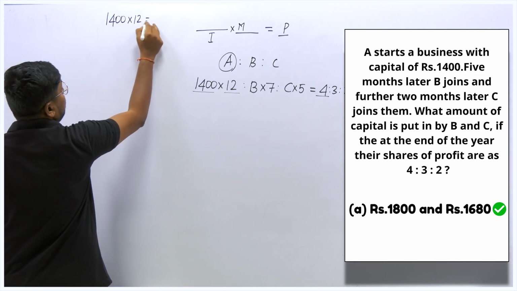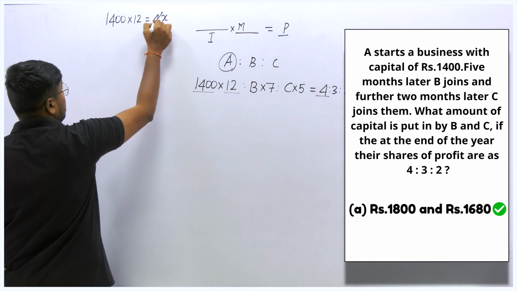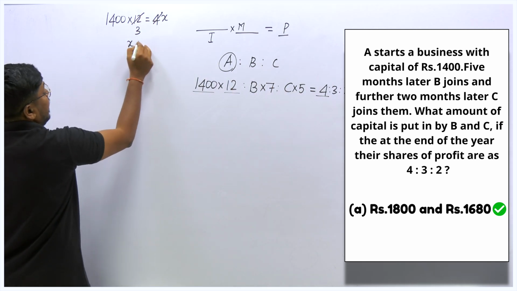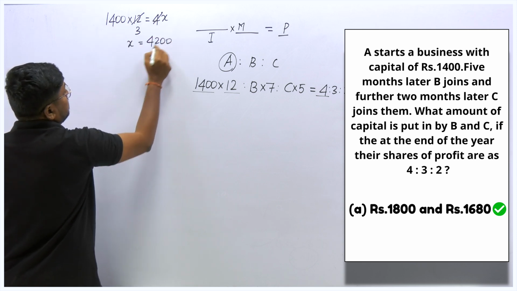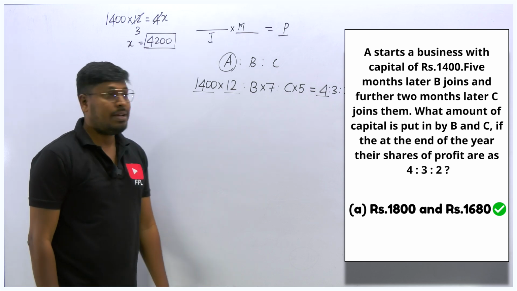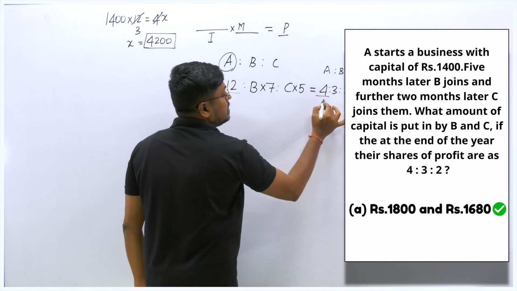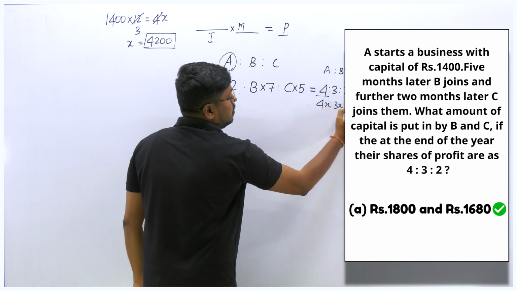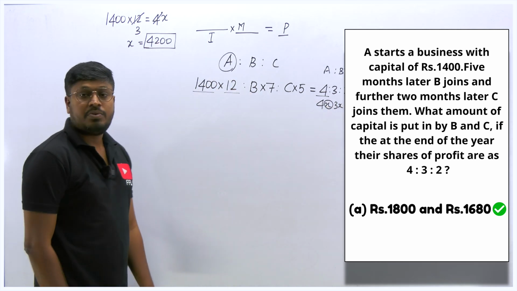He invested for 12 months, and his profit is in the ratio 4x. So we can cancel 3 times, so x is equal to 4200. Finally we got the value of x, which is 4200. That means the profit ratio of A, B, C has been taken as 4x, 3x and 2x.